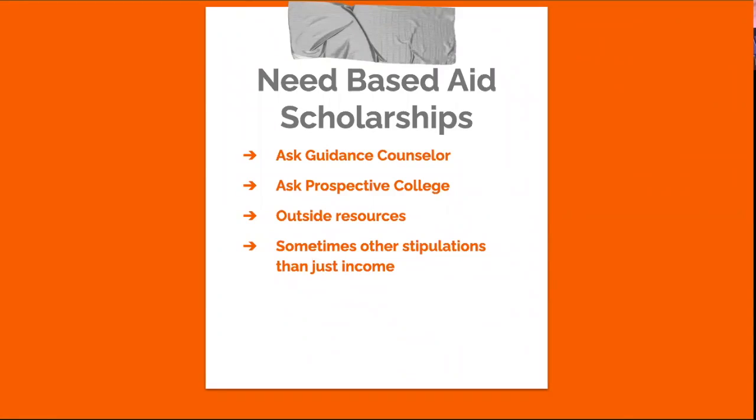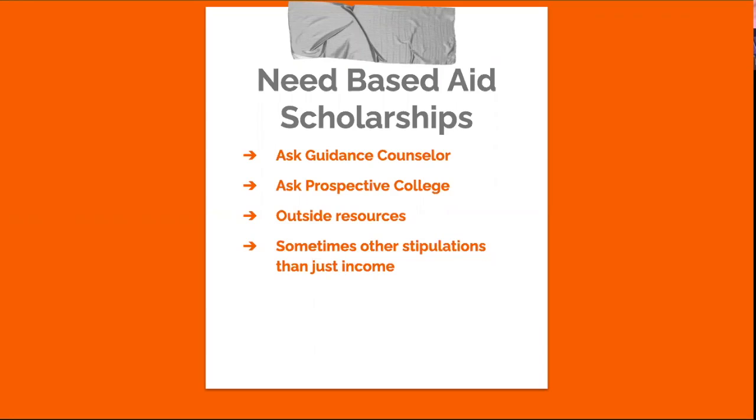Sometimes they'll require an essay to go along with it. Sometimes you need to be part of a specific demographic, maybe a first gen type of college student, or some type of religious affiliation. And sometimes need-based aid scholarships will be combined with merit scholarships, which we'll be talking about next week, which basically means your family needs to make below this threshold and you also need to have this GPA or higher.